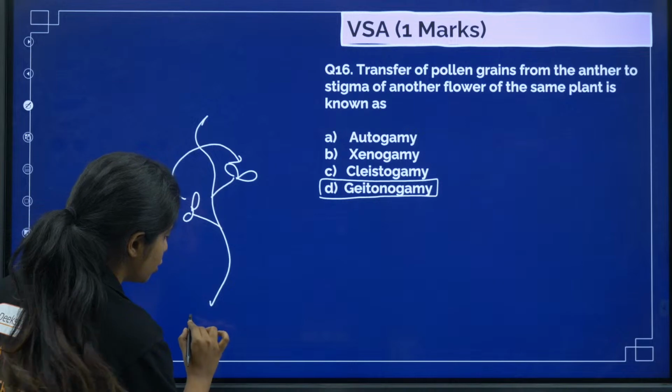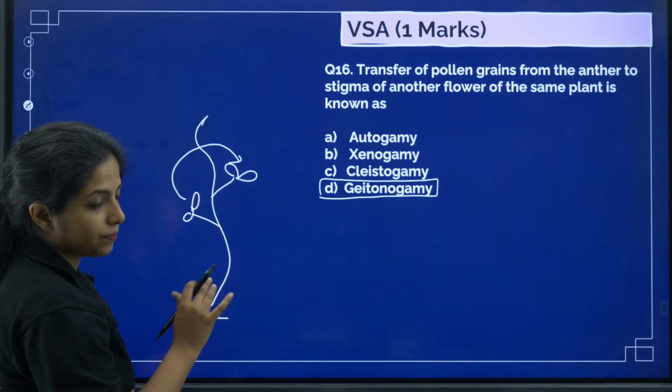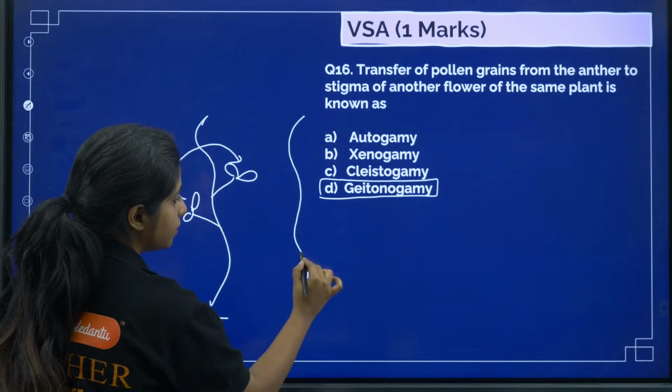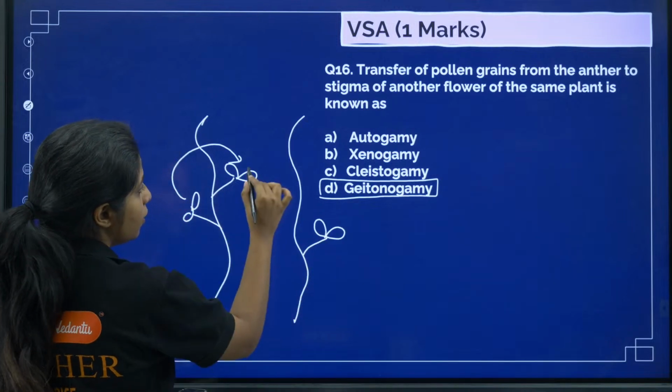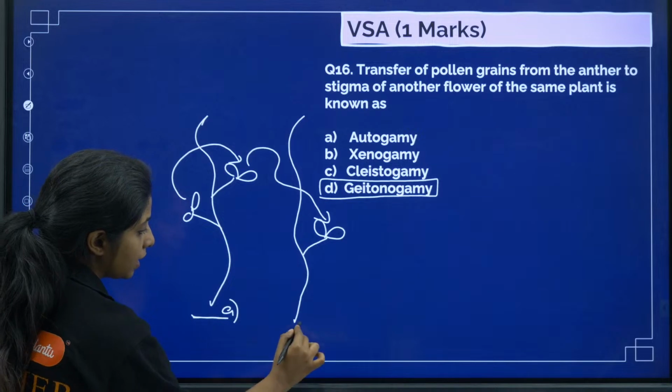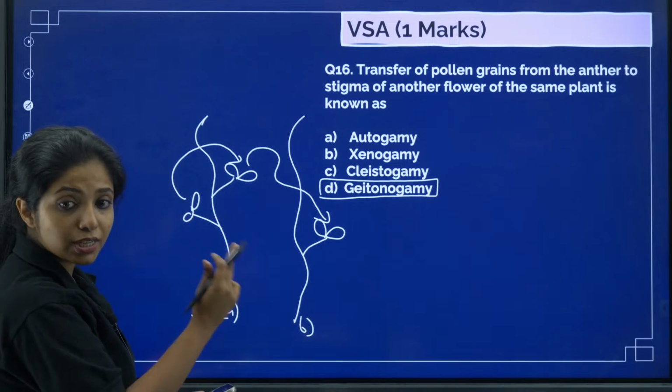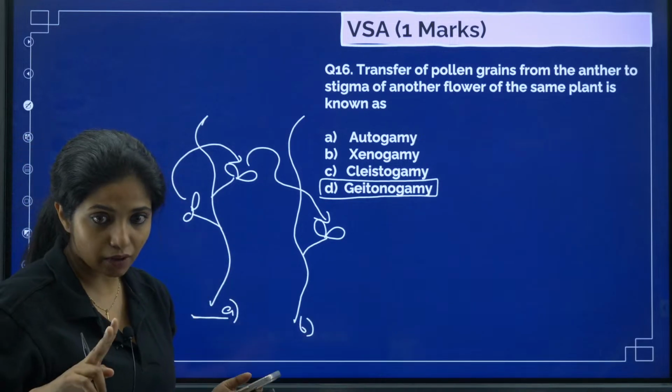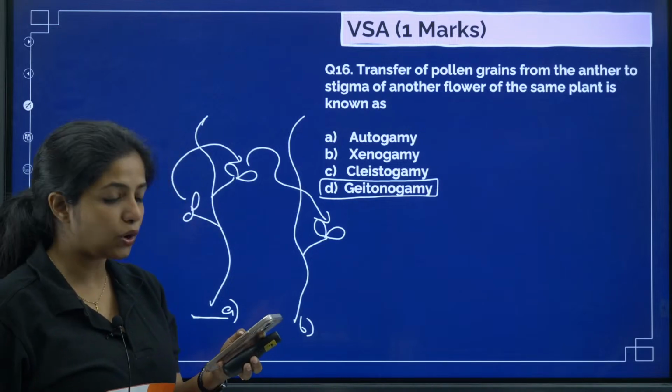Now, one more additional question. There is one more plant and there is a flower. From here to here, if it is happening, what do you call? This is A and this is B. That means pollination is happening between two different flowers of two different plants. What do you call this as?